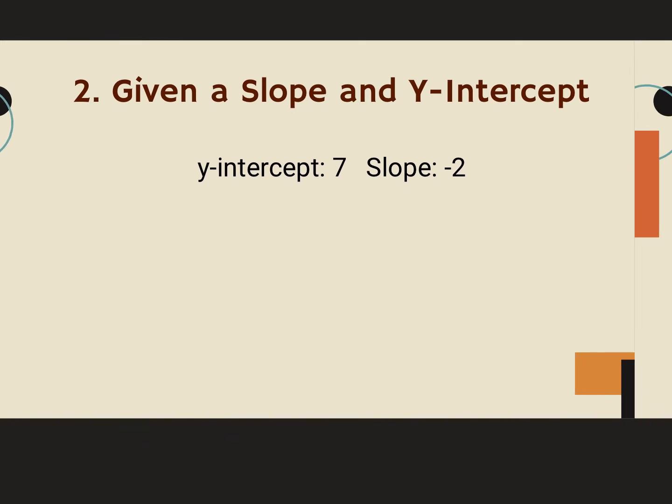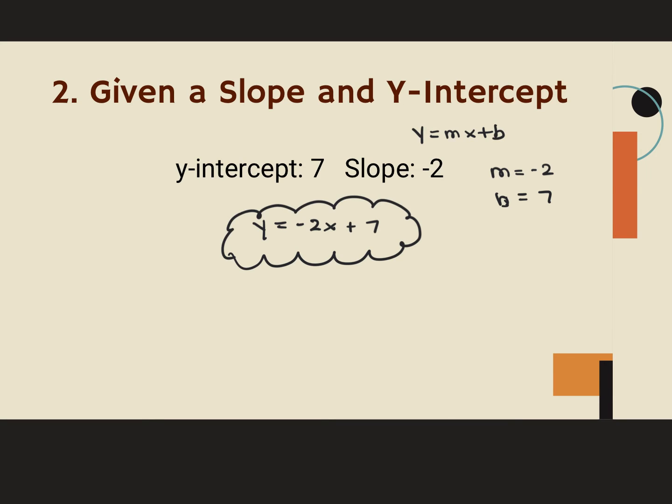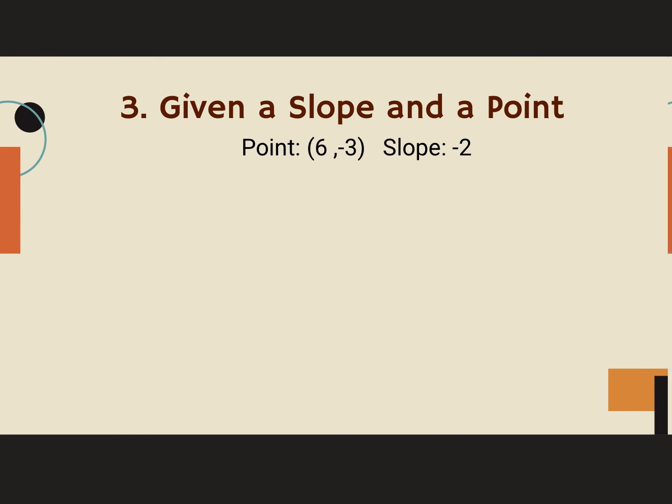All right. The next one is when given the slope and the y-intercept. It tells you there's a y-intercept of 7 and a slope of -2. So again, we're using y equals mx plus b. Y is equal to my m, which is my slope, -2, my b, which is my y-intercept, which is 7. So I get y equals -2x plus 7. Not too much work here in these first 2 examples. Now let's go ahead and take a look at the next example.